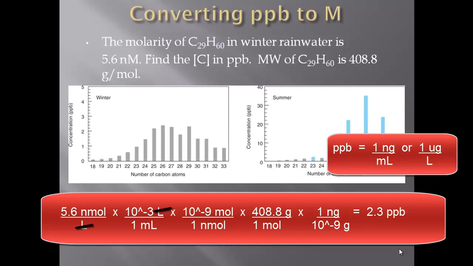Then I go ahead and change the nanomoles to moles. So in 1 nanomole, there's 10 to the negative 9 moles. And then I go ahead and change those moles to grams. In 1 mole of C29H60, there's 408.8 grams of C29H60. And the last thing I have to do is change those grams to nanograms. So in 10 to the negative 9th grams, there's 1 nanogram. If you multiply and divide all that out, you see that you get 2.3 parts per billion, or 2.3 nanograms per milliliter.